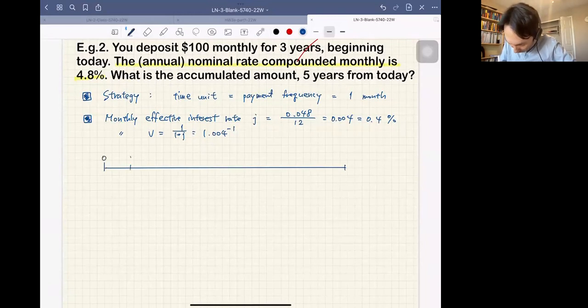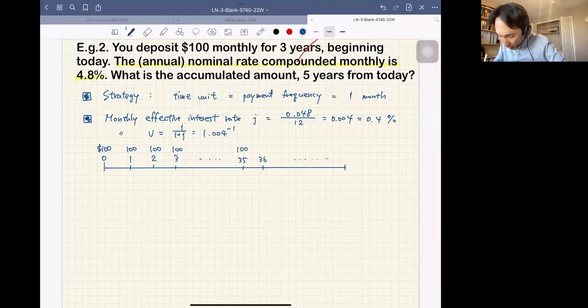So 0, 1, 2, 3, and maybe 35. We have 36 payments, starting with today. So $100 here, 100, 100, 100, 100, 100, and then this is the last payment, then 36. Then finally, what is the accumulated amount 5 years from today? So that is 60 months from today. So 60. This is monthly, and the j is equal to 0.4%.